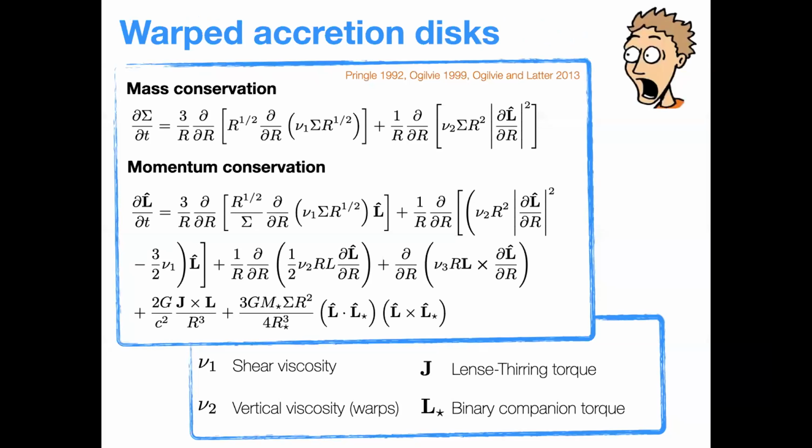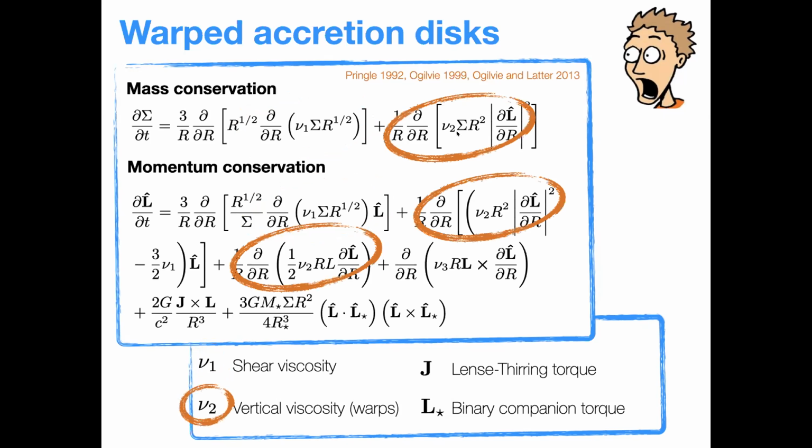This is a scary slide with the equations. I'll go fast here. The key system of equations that you want to solve are mass and momentum conservation. Sigma is the mass density, L is the momentum of each ring along the disk, along a radial coordinate big R. The various terms here indicate terms in nu1, that's the shear viscosity. This is textbook accretion disks. The disk is warped, so you have these terms in nu2. Nu2 is the vertical viscosity of the disk that sets how quickly and how efficiently warps propagate in the disk.